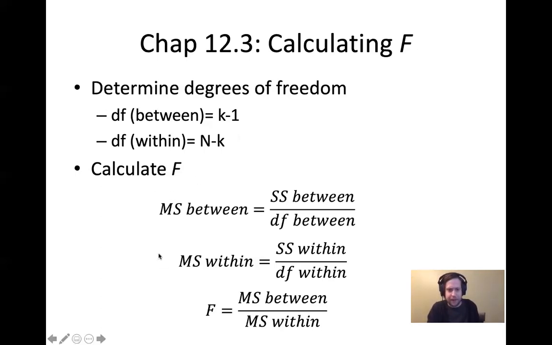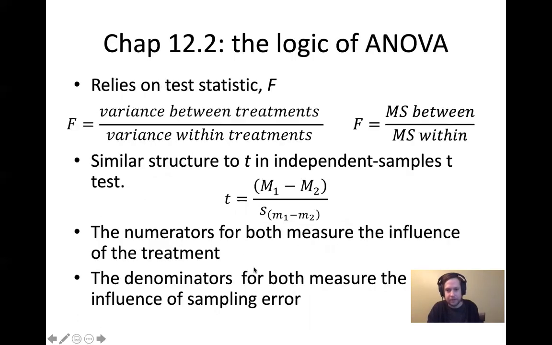This is the stuff right here. You really don't need to know these formulas. What I do want you to know about MS between and MS within is what they measure. MS between, which stands for mean square between, basically measures the magnitude of the difference among the means of all of your conditions. MS within measures the amount of variability on average in each of the conditions.